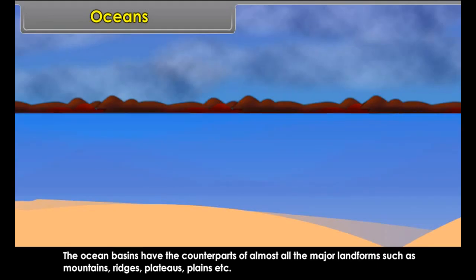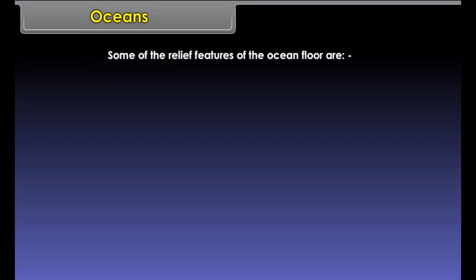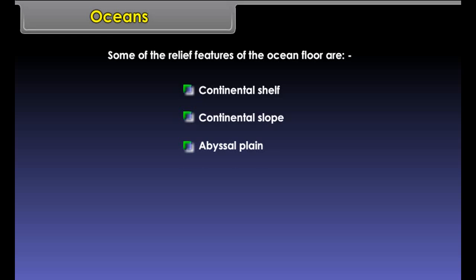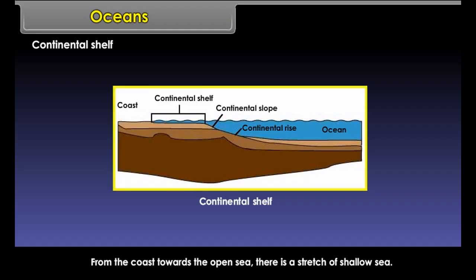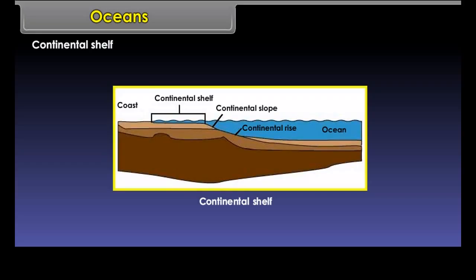Oceans. There are huge reservoirs of water on the Earth's surface known as oceans. The ocean basins have the counterparts of almost all the major landforms such as mountains, ridges, plateaus, plains, etc. Some of the relief features of the ocean floor are continental shelf, continental slope, abyssal plain, ocean trench, submarine ridges, islands.